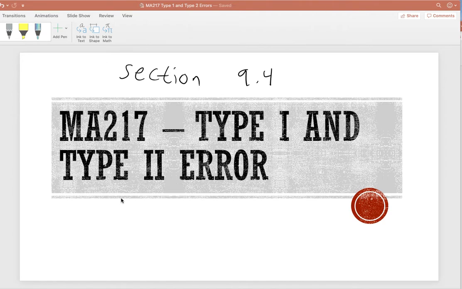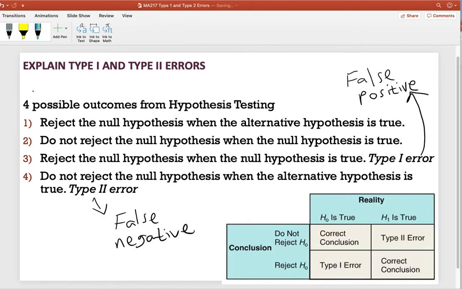Type 1 and Type 2 errors. These occur with hypothesis testing, and it is covered in section 9.4 from our textbook. But Type 1 and Type 2 errors, there's a total of 4 possible outcomes from our hypothesis testing.